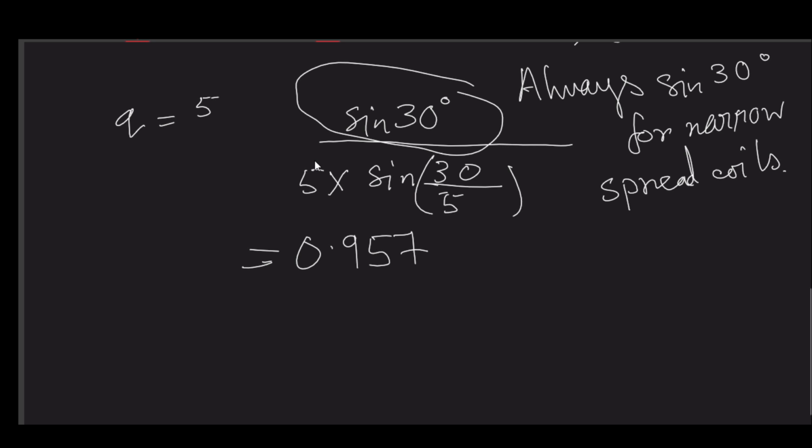So the basic thing is very clear to us that if we increase the number of slots in a phase spread, then obviously this distribution factor will get reduced. But the idea is that it gives a very harsh attenuation towards the higher order harmonics, and that is how we can mitigate the higher order harmonics. Even if we have a non-sinusoidal space distribution of flux density, we can have almost smooth variation in time of our induced EMF.